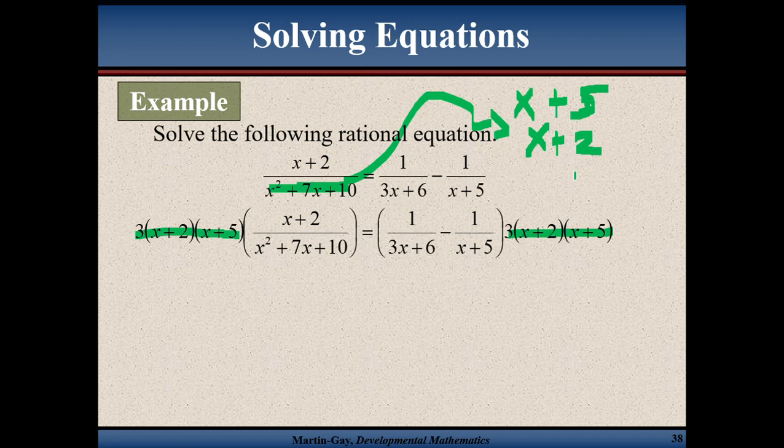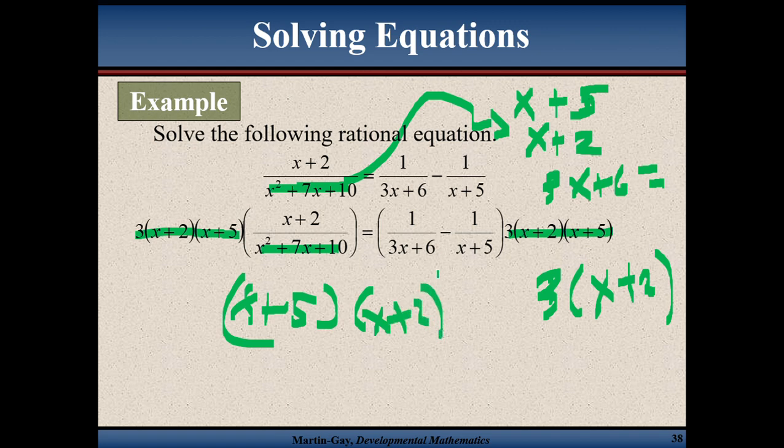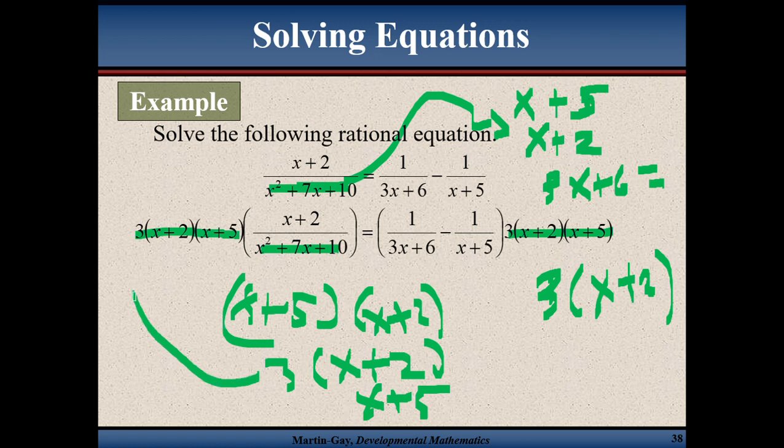Ito naman kasi 3x plus 3x plus 6. Pwede natin kunin yung 3 plus x plus 2. Kaya yan yung mga factor. Nagkaintindihan po tayo. Kasi ang factor natin dito, x plus 5, tsaka x plus 2. Dito naman, 3x plus 2, tsaka x plus 5. Kinuha lang dito yung mga common sa kanila: 3x plus 2, tsaka x plus 5. So, yun yung factor natin.